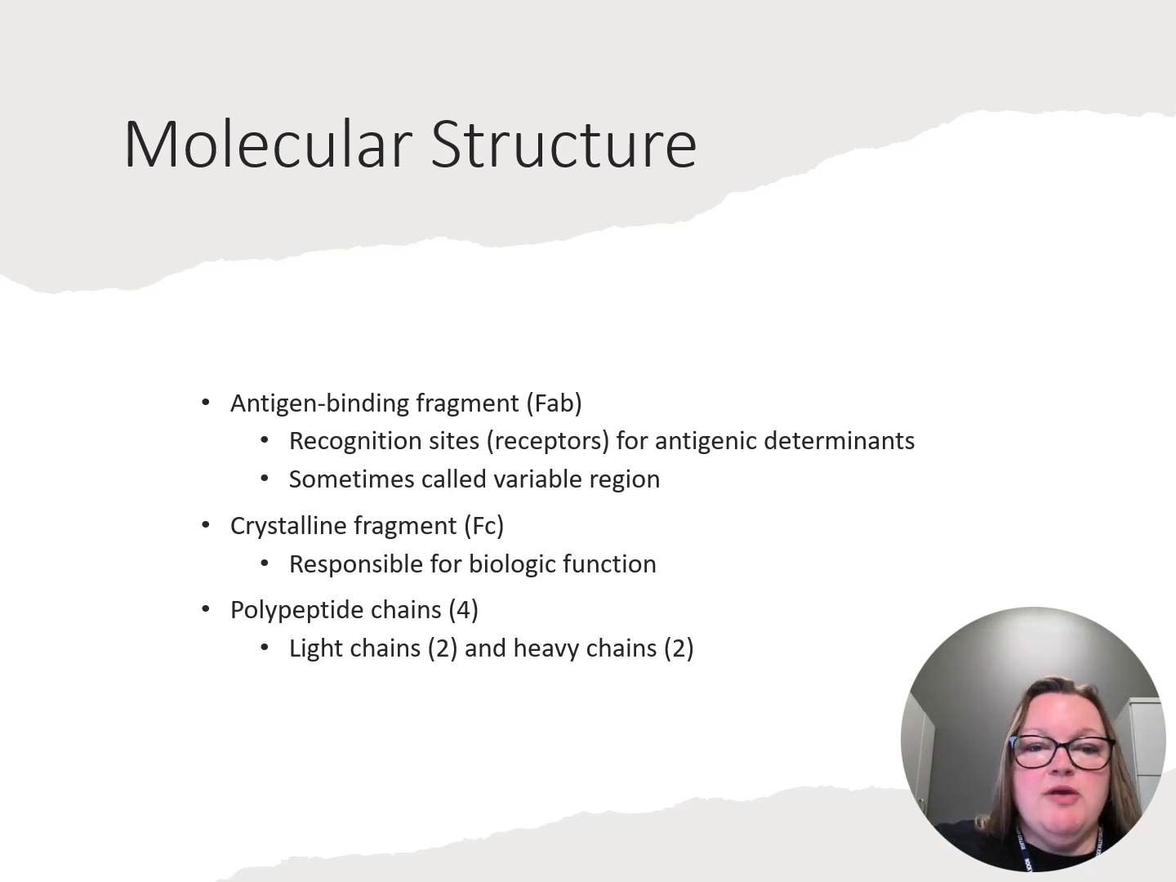Let's get into the 3 parts of the antibody molecule. Antigen binding fragments, or Fab, have the ability to bind antigen as they contain receptors for the antigen. The Fc, or the crystalline fragment, is the portion responsible for most of the biological function of the antibody. And lastly, polypeptide chains. 2 of them are identical light chains and 2 of them are identical heavy chains. Non-covalent bonds hold them together.